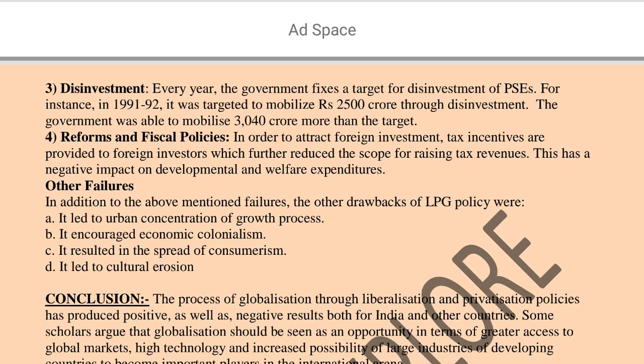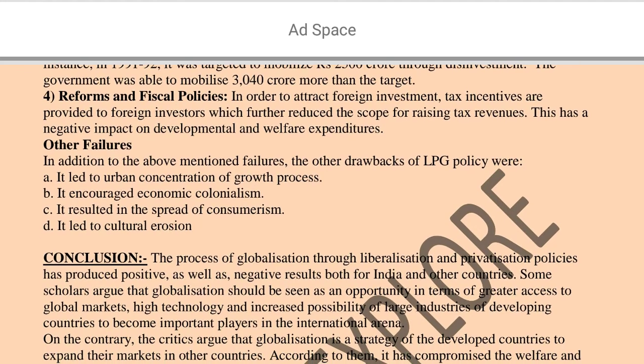Other reasons or limitations were that it led to the urban concentration of the growth process. The inequality gap between urban and rural areas of India has widened through this process because the resources were concentrated in urban India. Also, this encouraged economic colonialism. It resulted in the spread of consumerism and it led to cultural erosion. So these were the limitations of the reforms. The economic reforms happened during 1991.